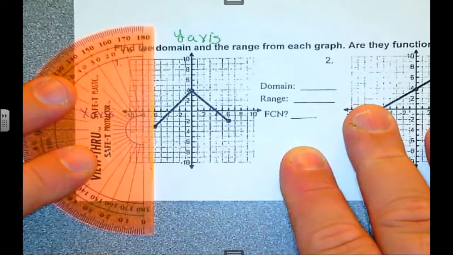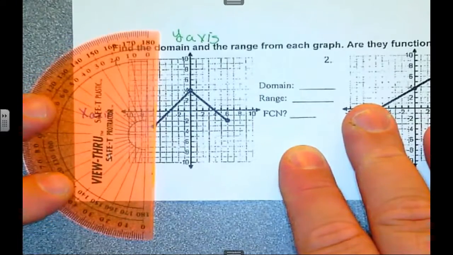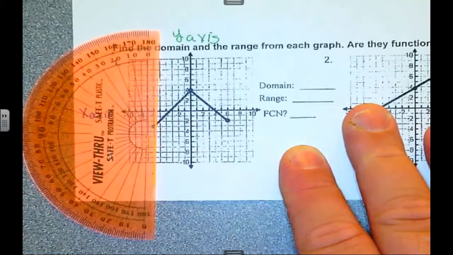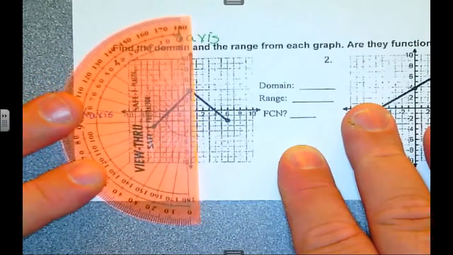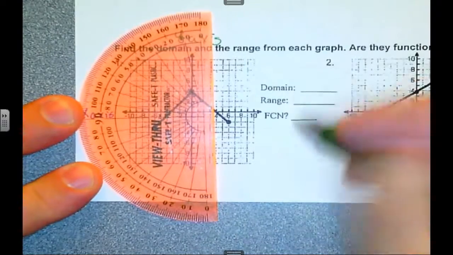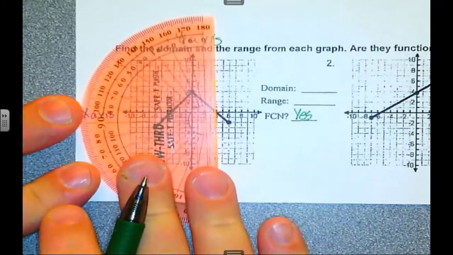If it intersects at more than one point, it is not a function. It can intersect at exactly one point. Does this intersect at more than one point? No. So, is it a function? Yes. That's the vertical line test.